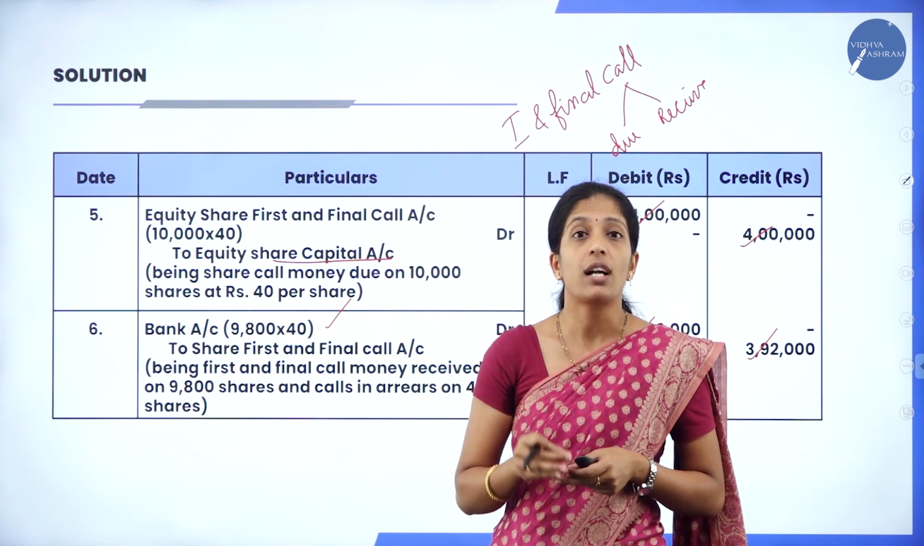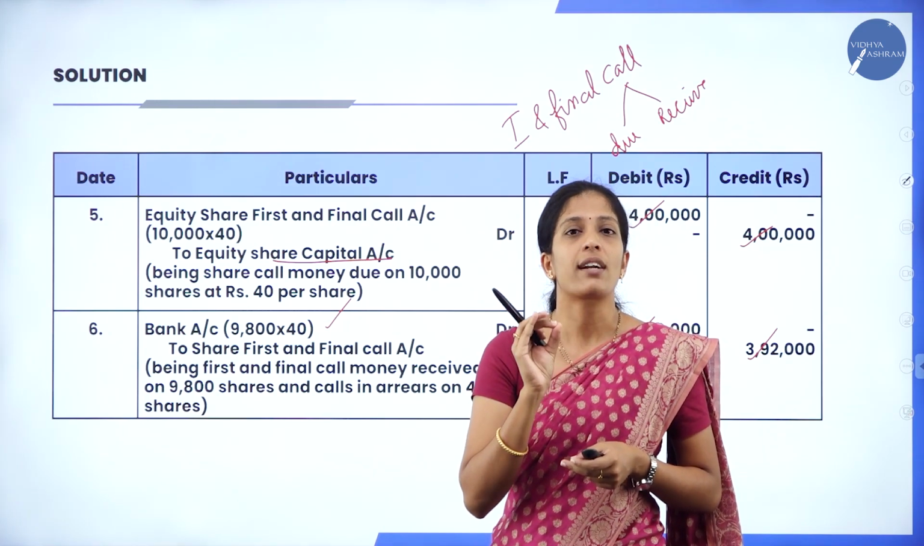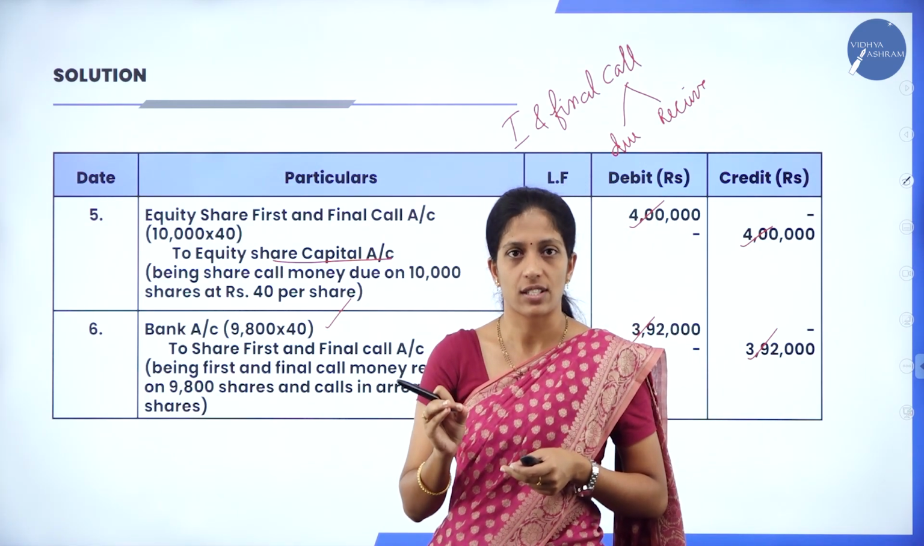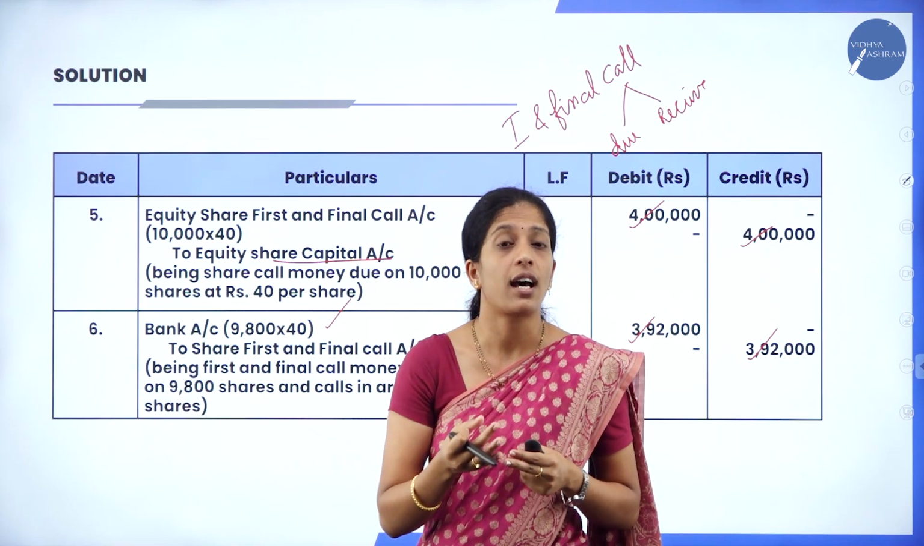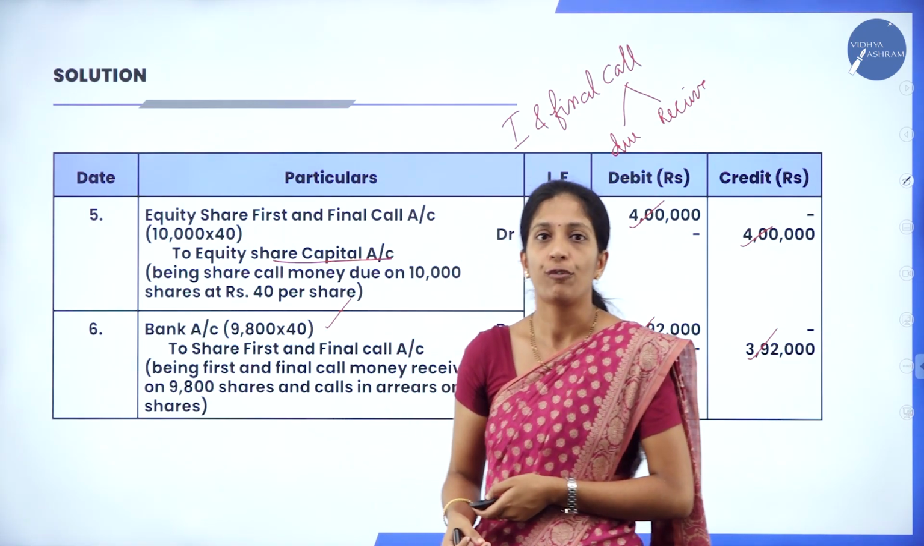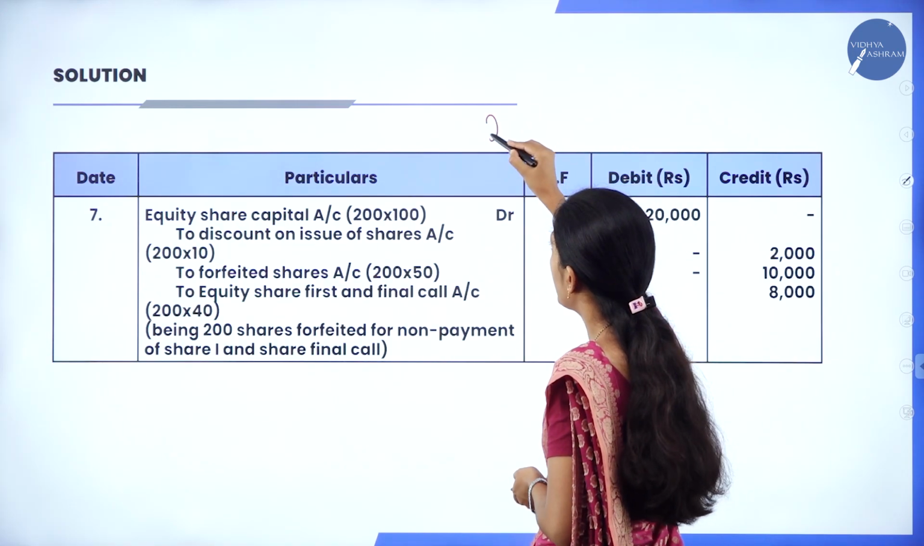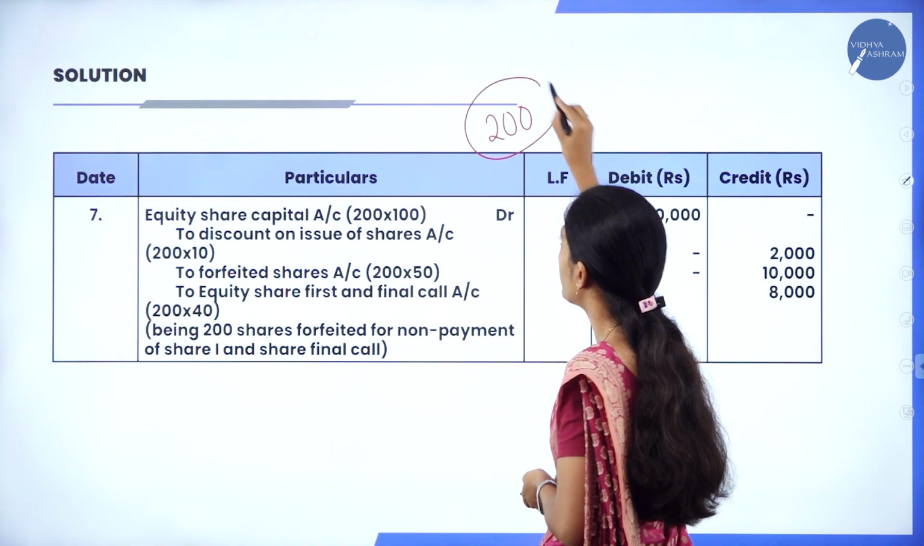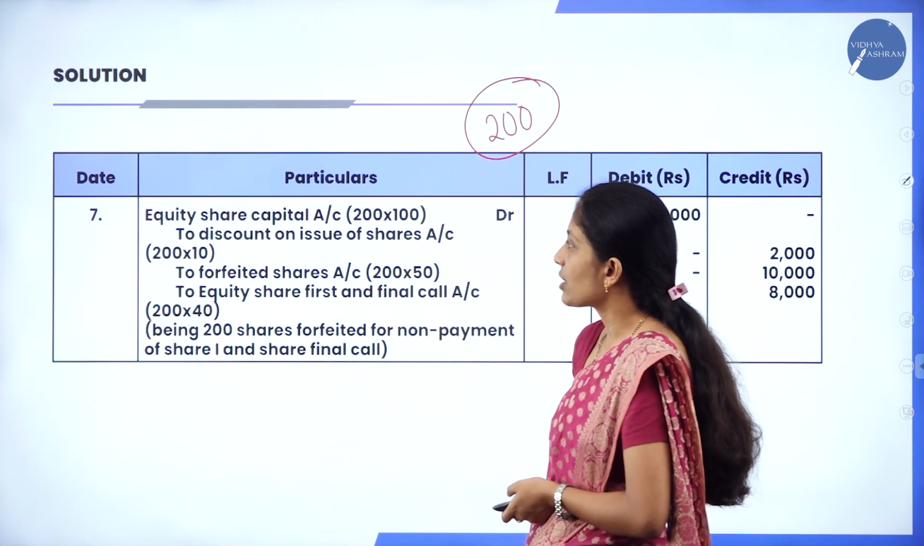Next entry is for what? Forfeiture. Those 200 shareholders who have not paid the first and final call money, their shares are going to be cancelled by the company. So what is it known as? Forfeiture. So we have to record the entry for forfeiture on these 200 shares. So what is your entry?